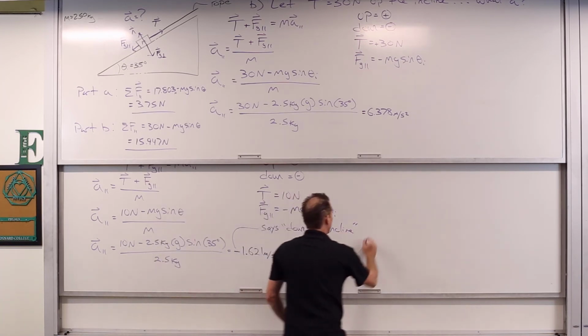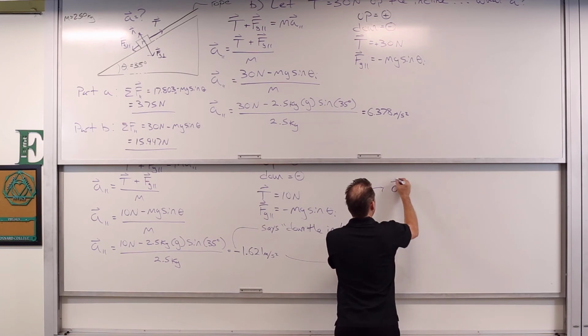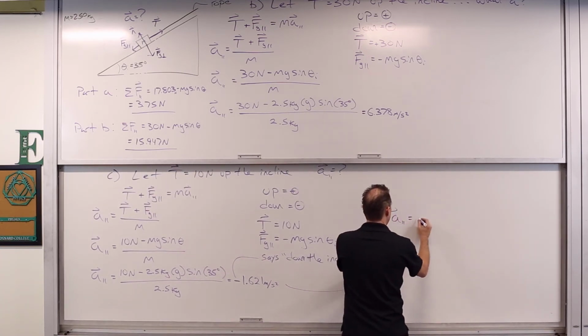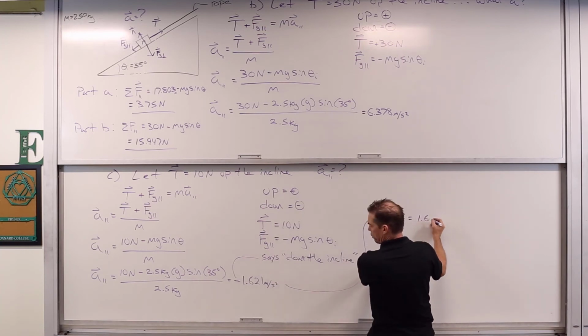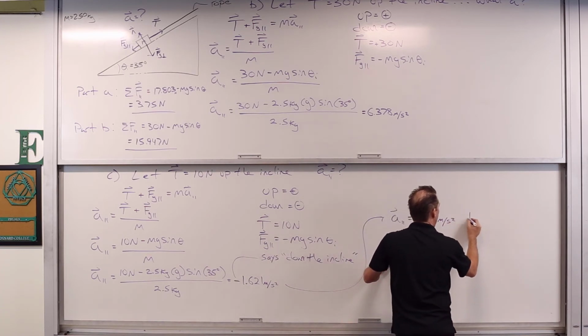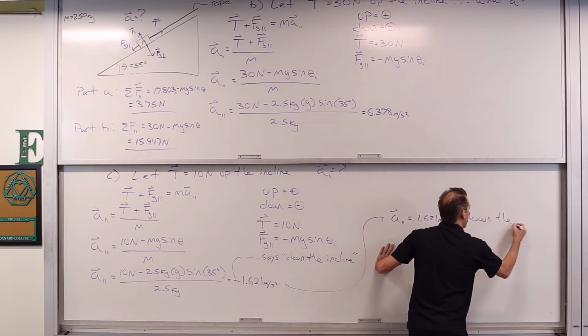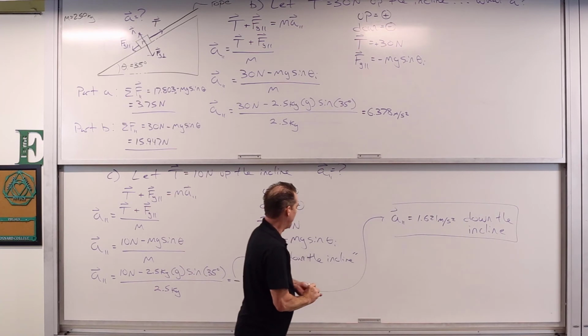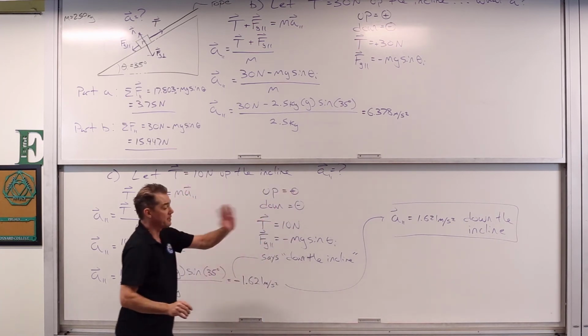Well, what we've got then is that A parallel hat for this part C is going to be equal to 1.621 meters per second squared down the incline. That would be how we state our final answer. Reinterpret the sign as the direction.